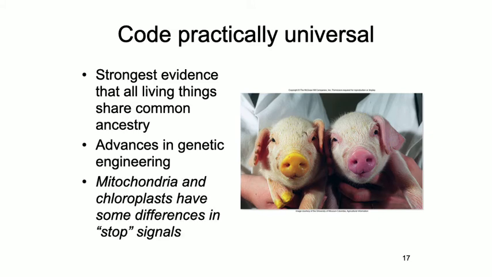Mitochondria and chloroplasts have some differences in stop signals, so their stop codon is a little bit different. Because remember, both mitochondria and chloroplasts have not only their own circular chromosome, their own DNA, they also have their own enzymes within those organelles to read and produce products of those genes.